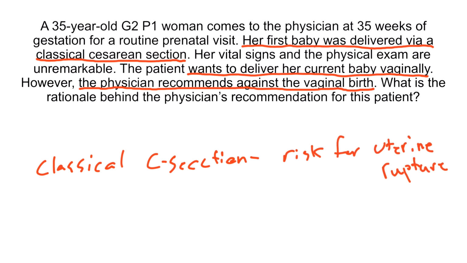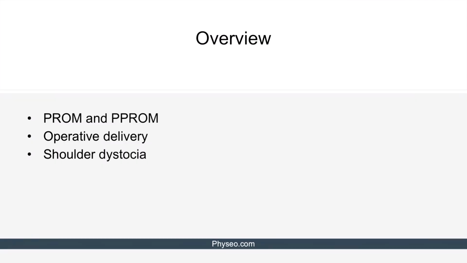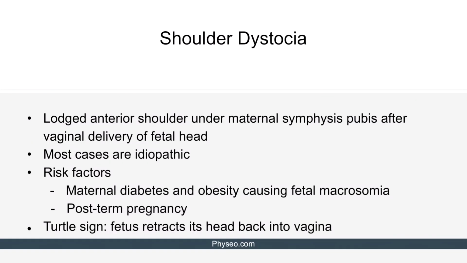So there is risk for uterine rupture in case of vaginal birth, and this is why the physician recommends against this and instead would recommend a C-section. Okay, the last topic we'll discuss is shoulder dystocia. Shoulder dystocia is a lodged anterior shoulder under the maternal symphysis pubis after vaginal delivery of the fetal head.